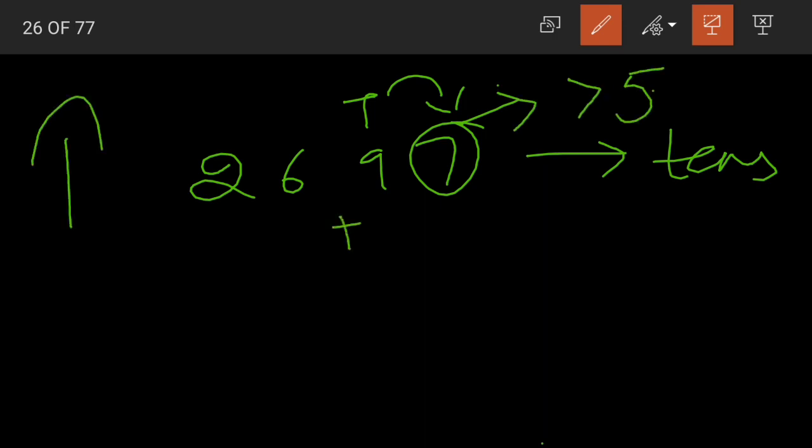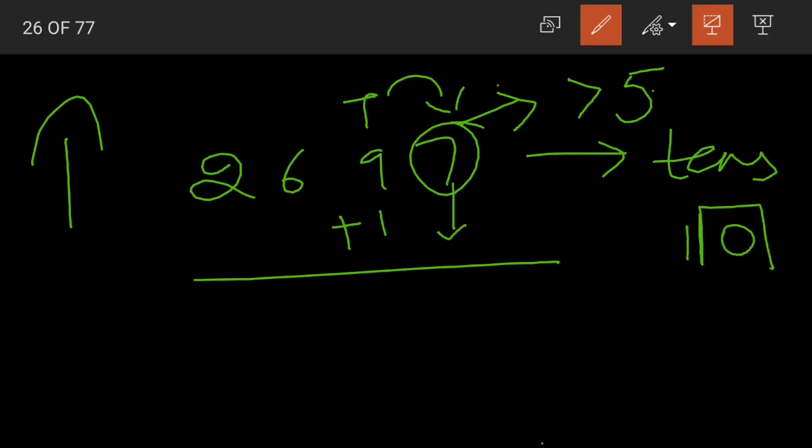We should round up. That means adding 1 to the digit in tens place. What about the digit in ones place? See, in the number 10 we have 0 in ones place. So we'll write 0 in ones place. Now 9 plus 1 is equal to 10. 0 here, 1 carried. 6 plus 1, 7 and 2.